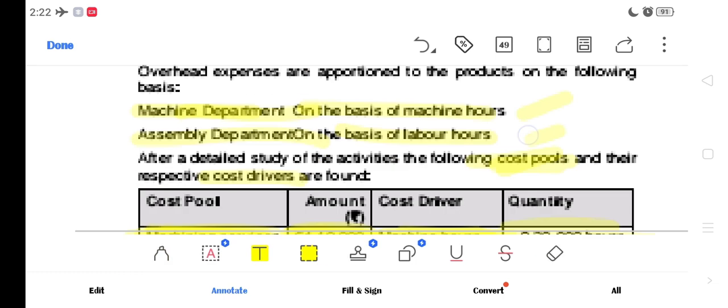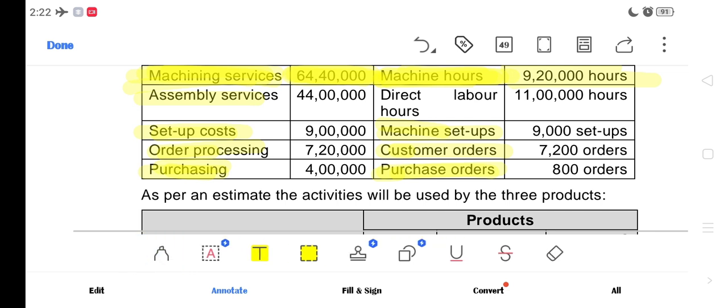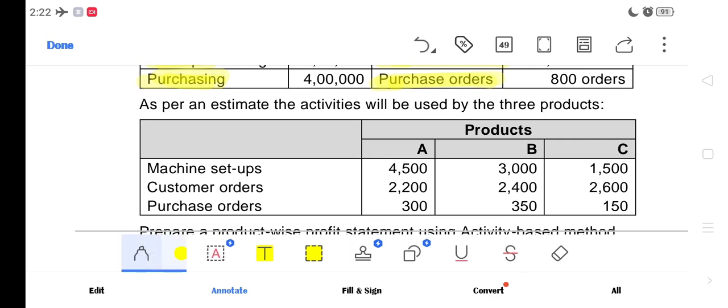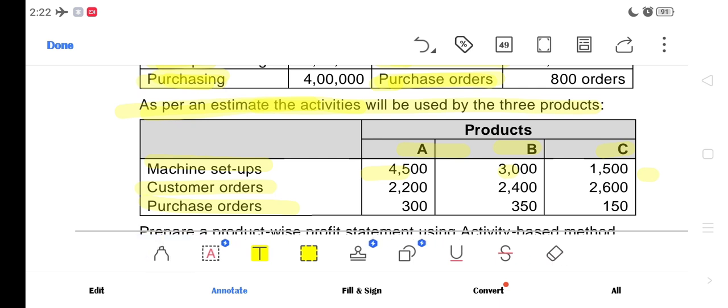But here there is a cost driver. Okay, then how many machine setups are there? How many machine setups for A, B, C? We don't have the data, no. So here they have given, as per an estimate, the activities that will be used by the three products A, B, and C. So how many machine setups for A, B, and C, and customer orders and purchase orders they have given.